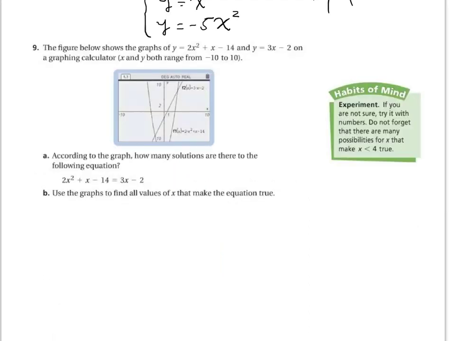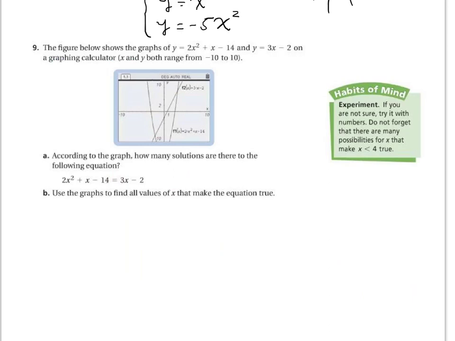The figure below shows the graph of y equals 2x squared plus x minus 14 and y equals 3x minus 2 on the graphing calculator. X and y both range from negative 10 to 10, and according to the graph, how many solutions are there to the following equation? So this means right there it says equal. That means both graphs are at the same point. That means it's intersection here and here. So you count the number of intersections, which is equal to the number of solutions.